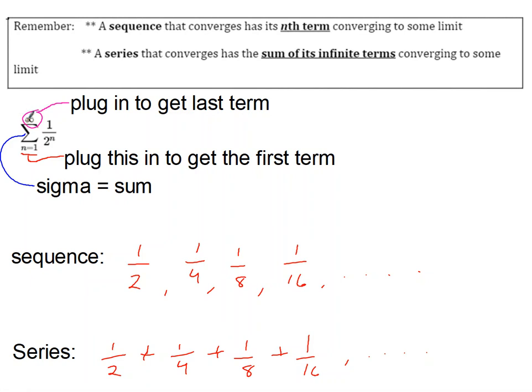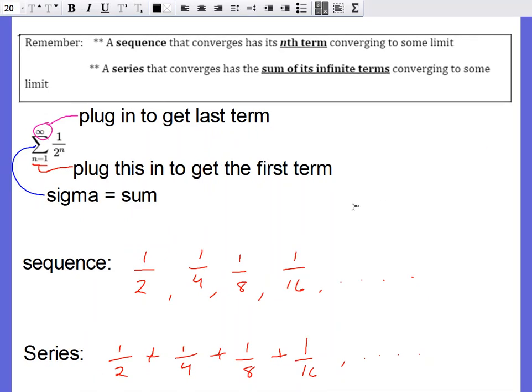If this was actually a number, then we could figure out what the sum of any series is. But because we're going to infinity, we don't actually know when it ends. So all we're really going to be doing is figuring out if something converges or diverges.